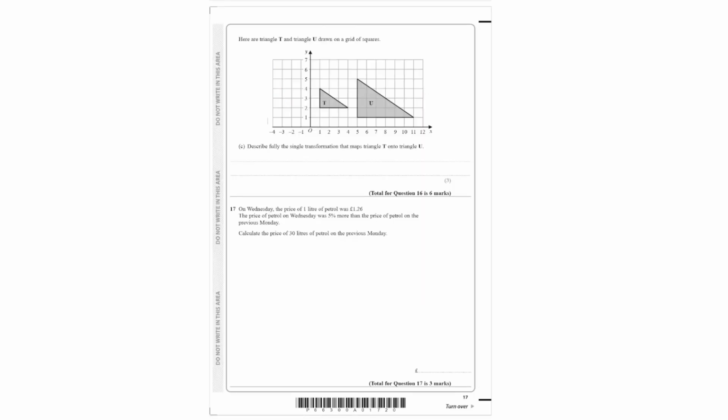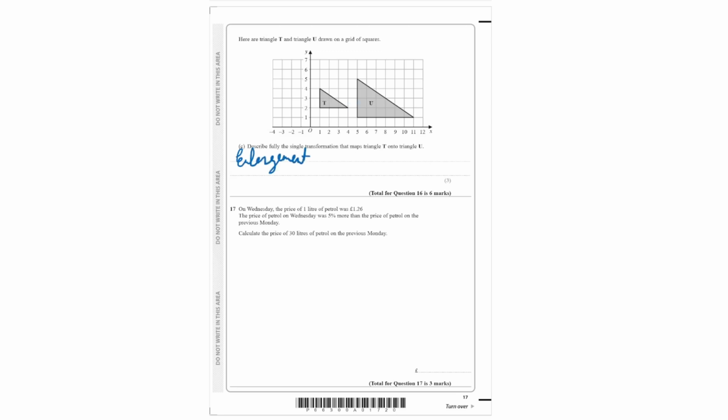Here are triangle T and triangle U drawn on a grid of squares. Describe fully the single transformation that maps triangle T onto triangle U. So we can see that T goes by enlargement by a certain factor. So let's write here enlargement.